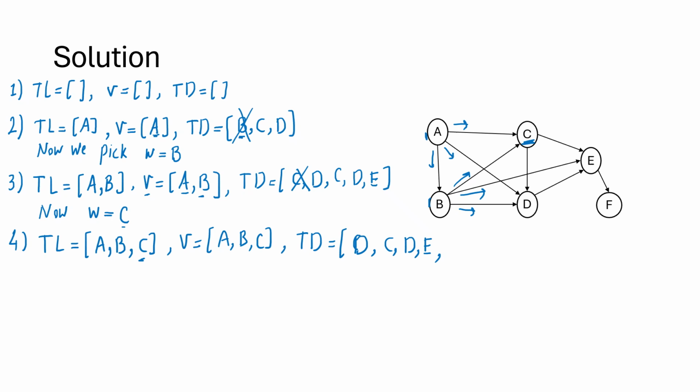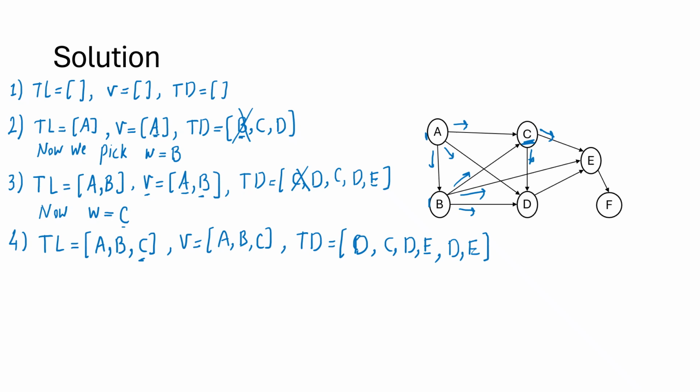And now I need to see which vertices are accessible from C directly. I can go either to E or to D. It has only two outgoing edges, D and E, and none of them have been visited before, so I need to add them to my to-do list. So D and E.